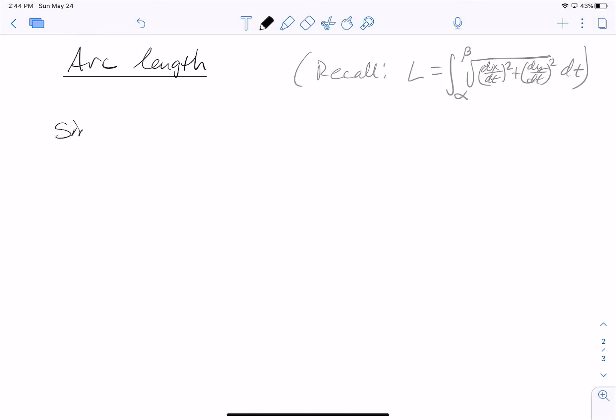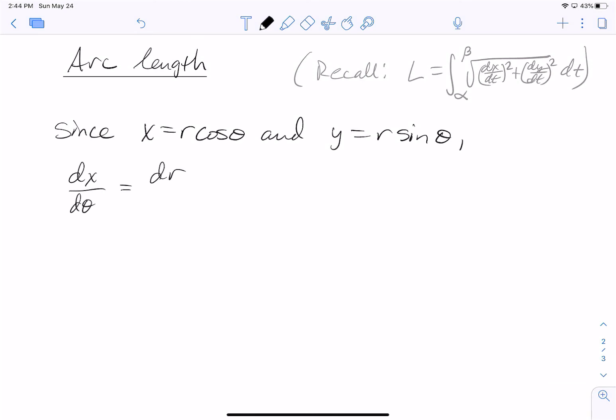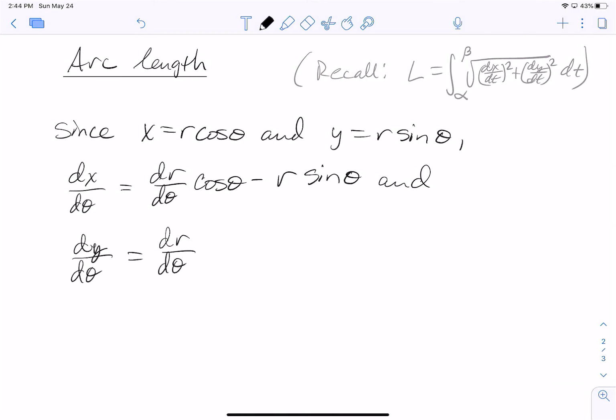In polar coordinates, since x is equal to r times the cosine of theta and y is equal to r times the sine of theta, we have that dx d theta is equal to dr d theta cosine of theta minus r sine of theta using the product rule, and dy d theta is dr d theta times the sine of theta plus r times the cosine of theta.